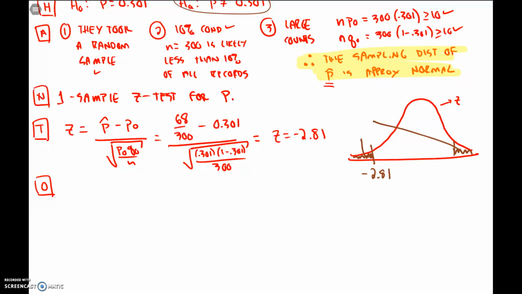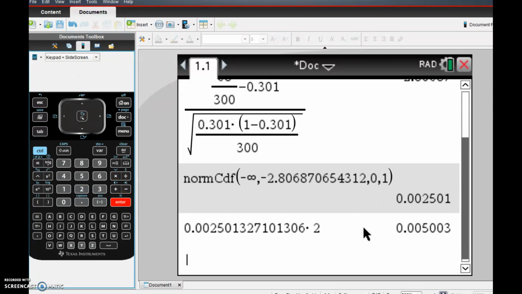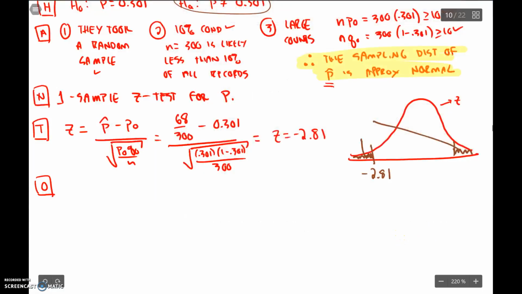Then we need to double it to get the area for two tails because it's a two-tail test. Your p-value for a two-tail test is always going to be twice the size of the p-value for a one-tail test. Well, usually. 0.0050. So p-val equals 0.005.